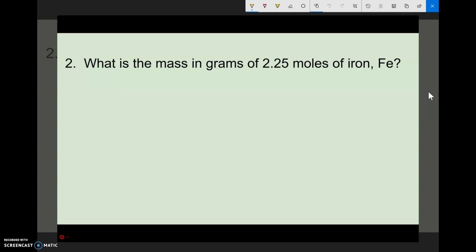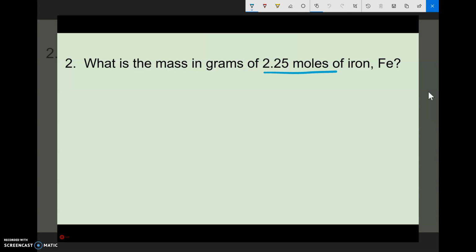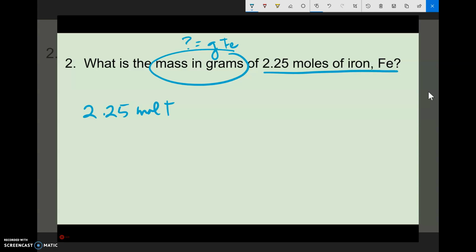So this one says, what is the mass in grams of 2.25 moles of iron? Okay, so on this one, here's what we're starting with. We're trying to find, again, the mass of our iron. So we're going to do the exact same thing. We're going to go ahead and do 2.25 moles of iron. We're going to set up our little fence.